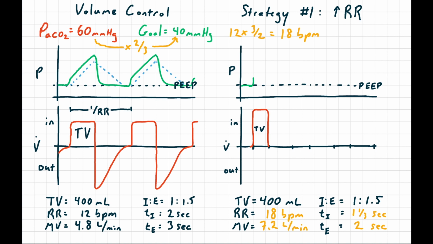What about pulmonary pressure, which we drew in the dashed blue line? The pulmonary pressure relates to tidal volume by compliance, and the patient's compliance hasn't changed. So if the total volume in the lung is still linearly increasing by a tidal volume of 400 milliliters, the pulmonary pressure still is going to increase in a linear manner to the same pressure. It will just do so at a steeper slope because of the shorter inspiratory time.